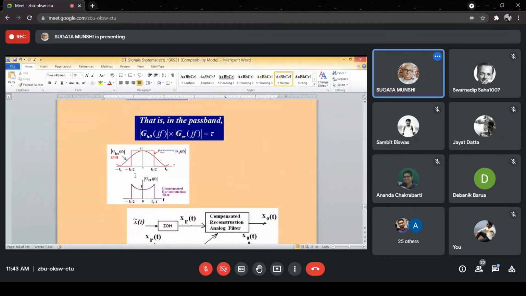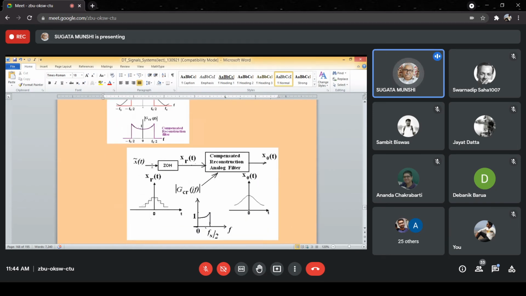See here. If it is possible, then after the post filter, if we can implement a system with that transfer function, magnitude of G_CR(jF), then it will be possible to nullify the distorting effect of the zero order hold within the band minus fs by 2 to plus fs by 2, isn't it?